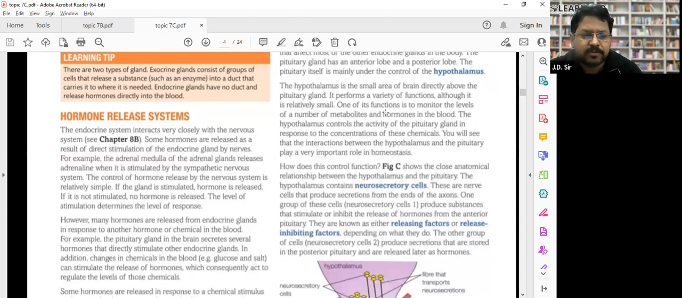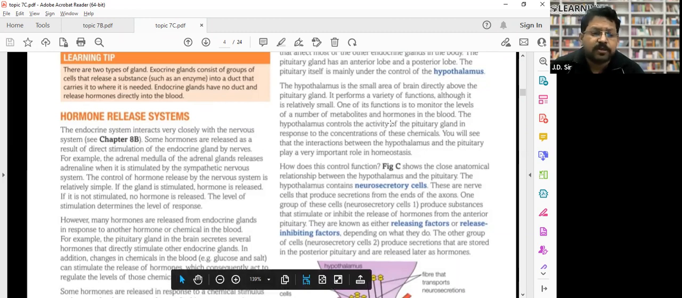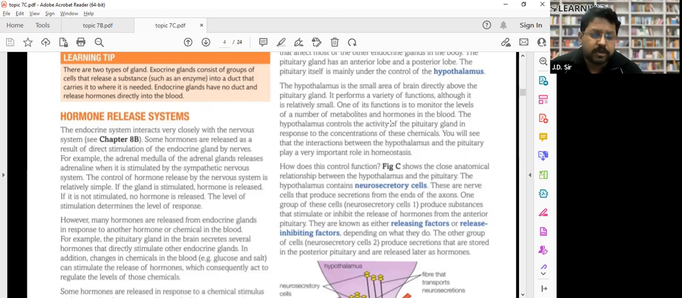The hypothalamus is the same thing. The hypothalamus is a small area in the brain directly above the pituitary gland. It performs a variety of functions. Other than controlling the pituitary gland, it is also called the thermoregulatory center. It controls the temperature of our body, so it is called the thermostat of the human body, right? Our body temperature is controlled by the hypothalamus. Our thirst, meaning we feel thirsty, is also controlled by the hypothalamus.